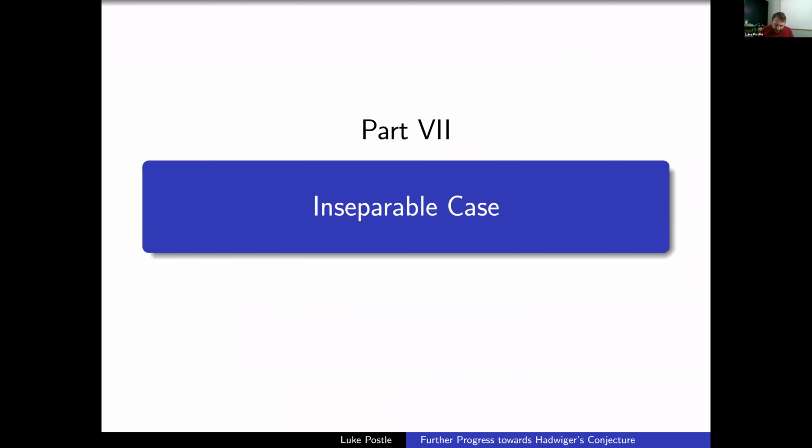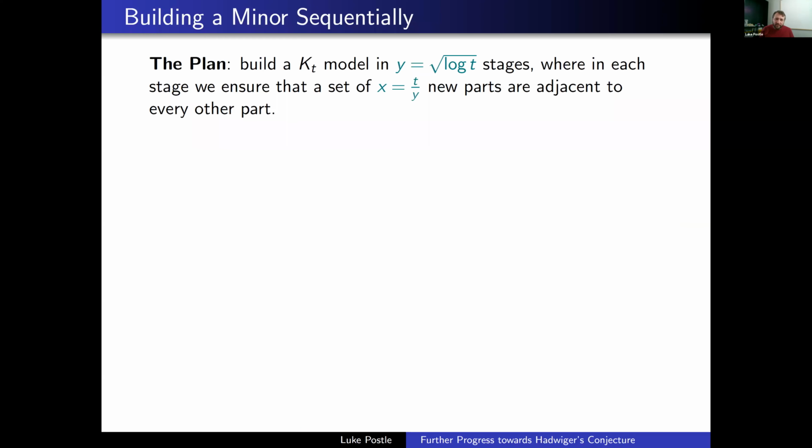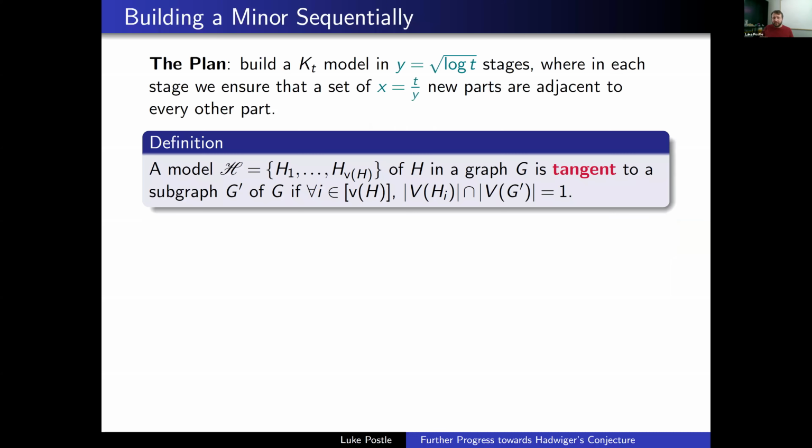But now how do you do the inseparable case? Well, I'll just run through it quickly. The plan is you're going to build a minor, and you're going to build it in stages. So it'll be root log t stages. So this should be reminiscent of the quarter plan a bit, where each time we're going to have a set of t over y new parts, right? So I'm going to build it sequentially.